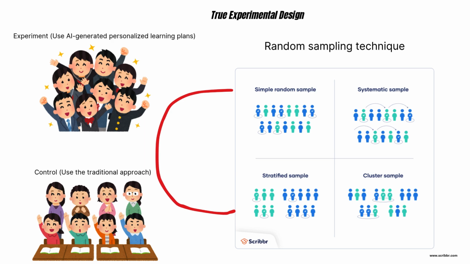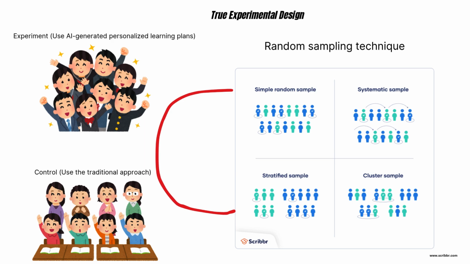For example, researchers want to test a new educational program by randomly assigning classrooms to either use AI-generated personalized learning plans or stick with the standard curriculum. Just keep in mind that in a true experiment, participants are randomly placed into either the experimental group, which gets the AI program, or the control group, which continues with the traditional approach. To achieve this random assignment, the researchers might use a random number generator or draw names from a hat to fairly select which classrooms will receive the AI intervention.